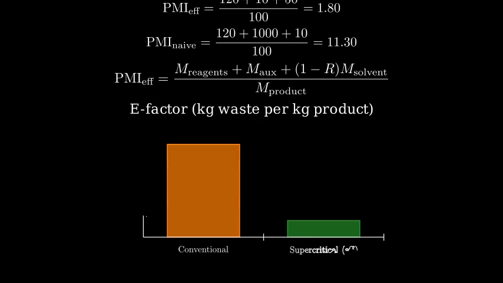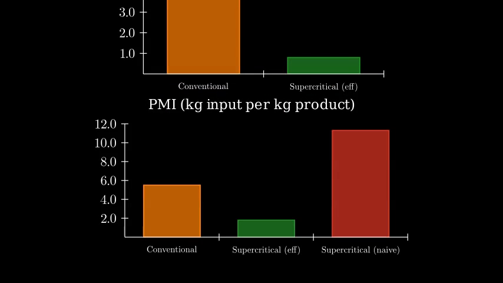Let us compare the metrics graphically. First, E factor, conventional versus supercritical effective. Now, the PMI comparison, conventional, supercritical effective, and the naive PMI for reference.